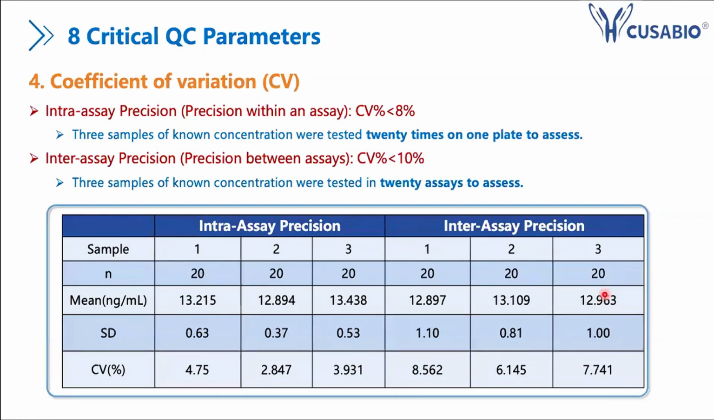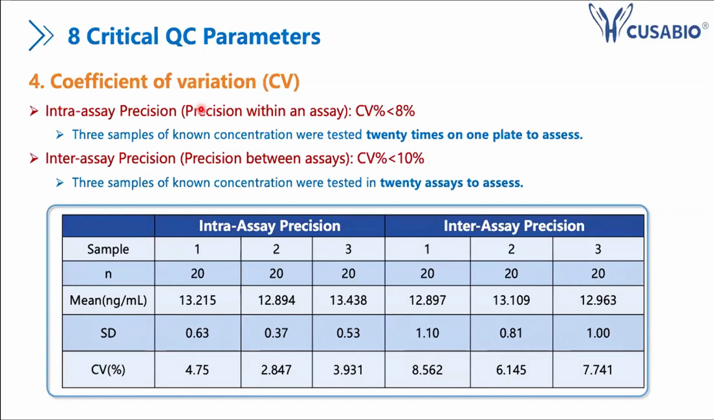The fourth QC parameter is the coefficient of variation. This represents the precision of the kit and also the reproducibility of the result within and between the assays. With the CV calculation, it can help us identify any inconsistency and inaccuracy in the result.